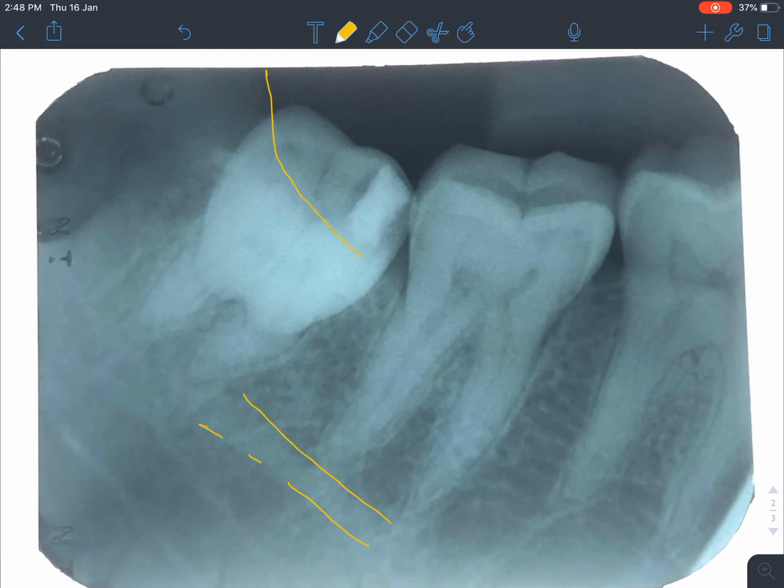You can see the ramus of the mandible, also called as? Inferior border of mandible. That would be inferior, right? So what? Body. Yes? Body of the mandible. Okay, the whole thing is the body of the mandible. What else? What is the other name for that? The ascending ramus. Any other? We'll think about it. Okay.